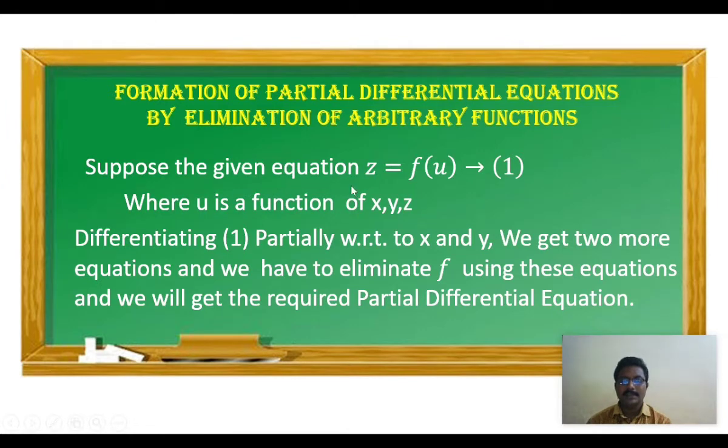Suppose the given equation is z = f(u), let it be equation 1, where u is a function of x and y. Now differentiating equation 1 partially with respect to x and with respect to y, we will get two more equations, and we have to eliminate the arbitrary function f using these three equations and obtain the required partial differential equation.